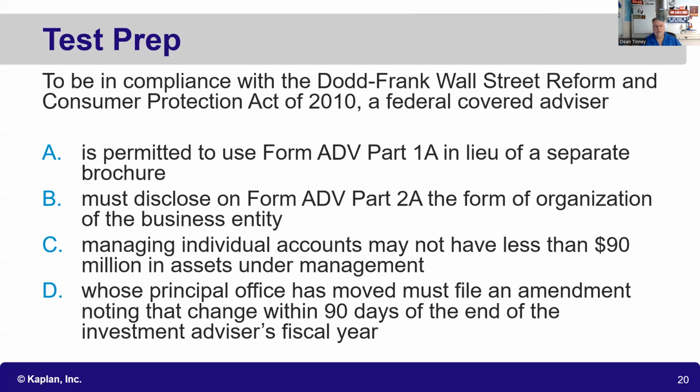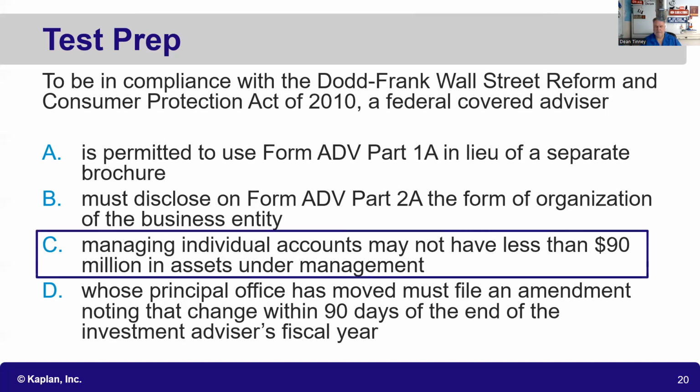That's not true. Managing individual accounts may not have less than 90 million in assets. Yes, that's the floor, remember? That is the floor. Whose principal office has moved must file an amendment noting that change within 90 days of the year end of the investment advisor's fiscal year. No, the answer to this one is C, right? That's the floor for being a federally covered investment advisor.